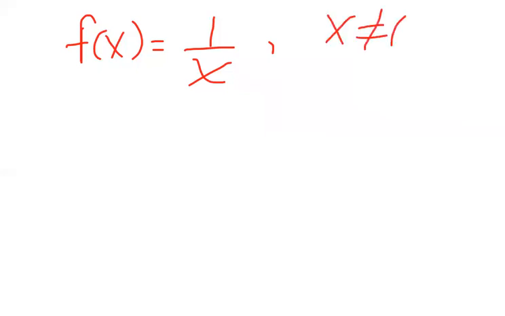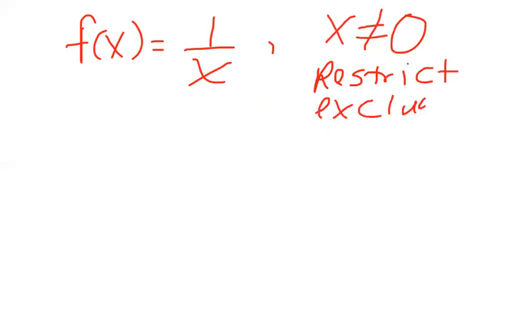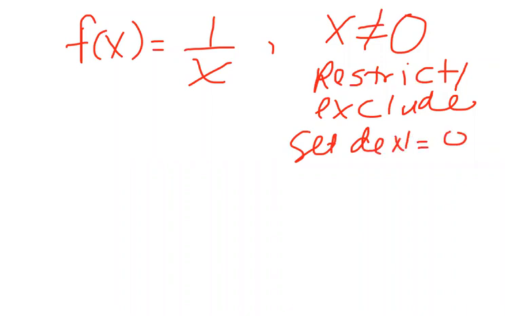So for these problems, you have to be careful, guys. You want to restrict or exclude any values from the domain of this function that would make the denominator equal out to 0. And how do you find them? What you do is you set the denominator equal to 0 and solve, okay? So this will give you the restricted or excluded values, such as the case with this problem right here.